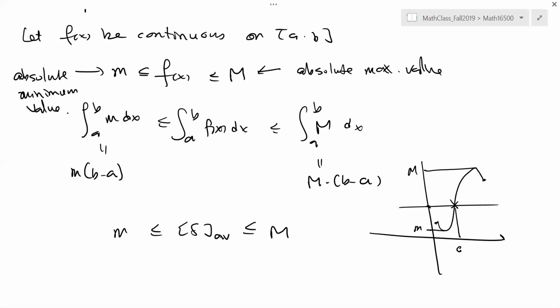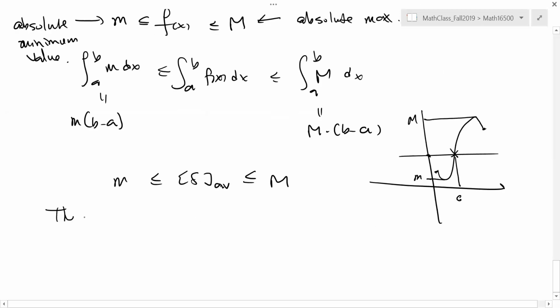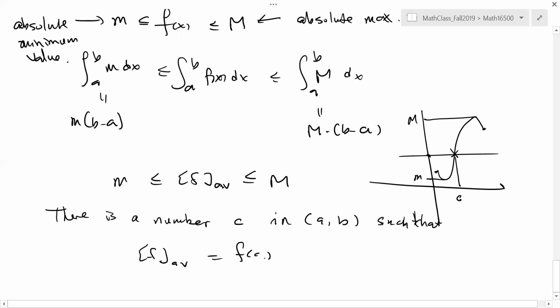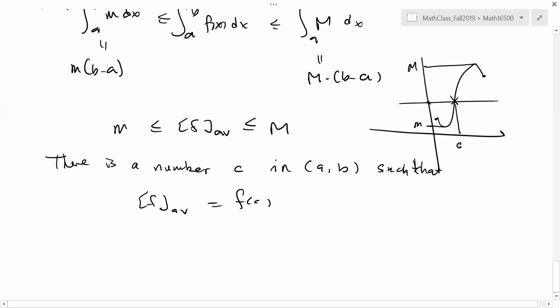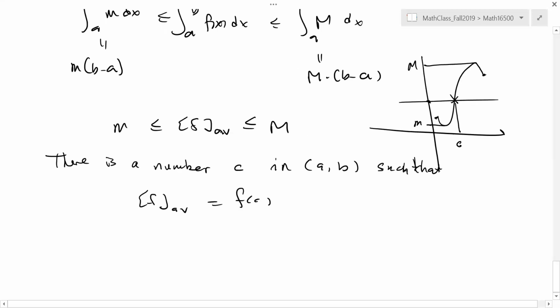So clearly, by the intermediate value theorem, there is a number C in the interval from A to B such that the average value is given by the value of the function at C. This is clear, right?